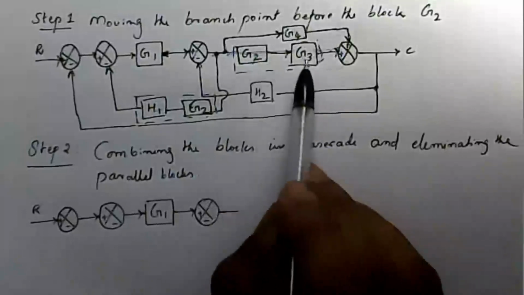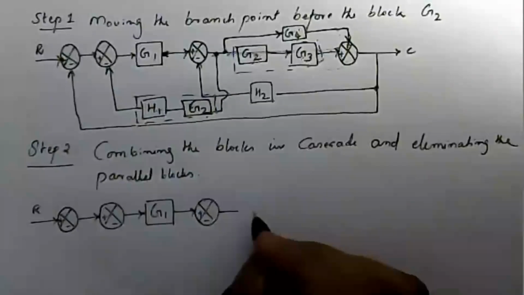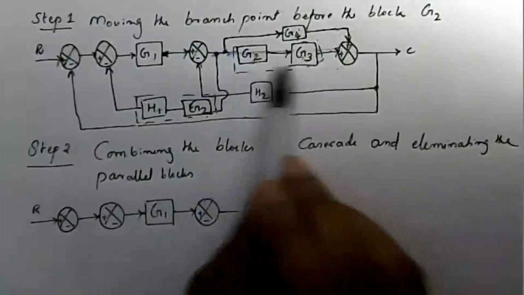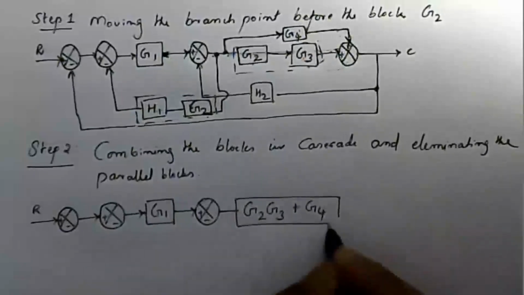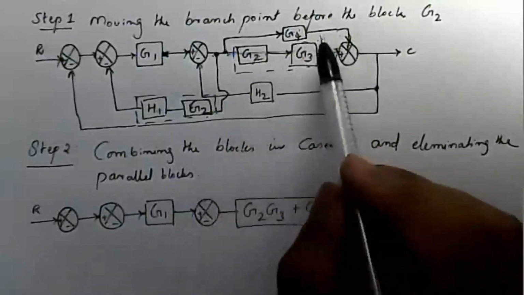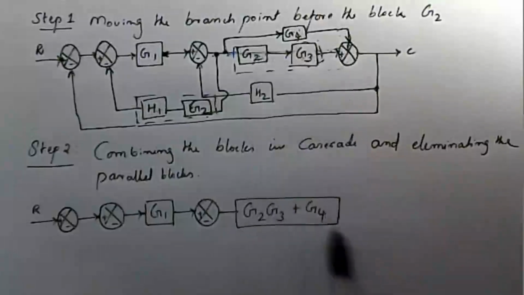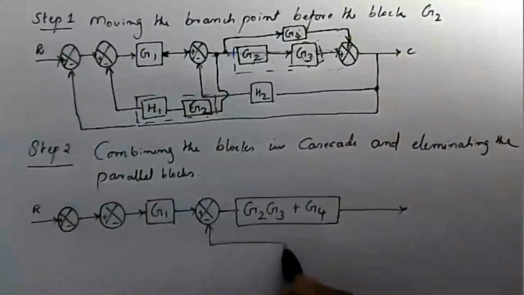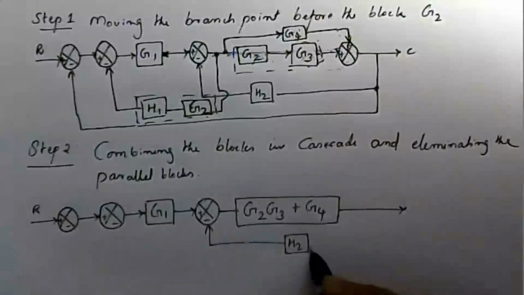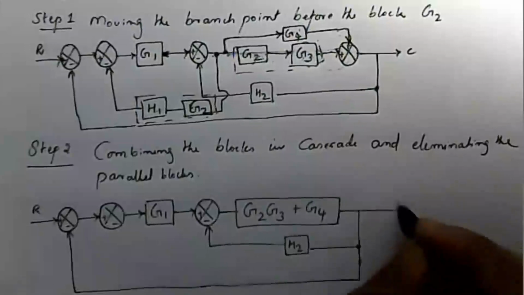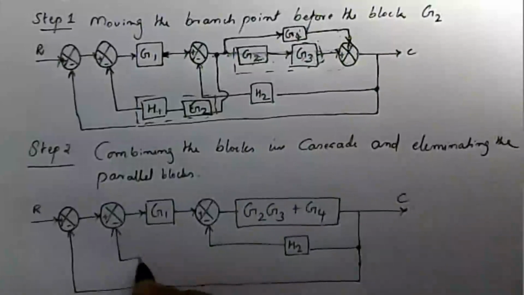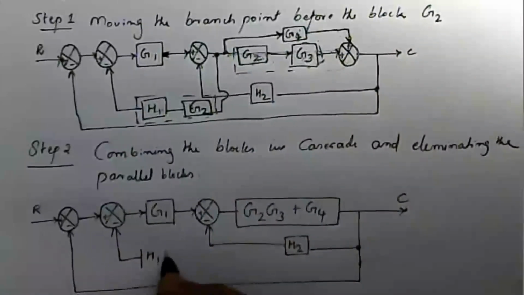First of all, I combine, just multiply G1 into G3 plus G4, the parallel block. So combining this block, G2 into G3 plus G4. G2 and G3 are in cascade, then G4 and G2 G3 are parallel blocks, so add. These two are in cascade, just multiply with G2.